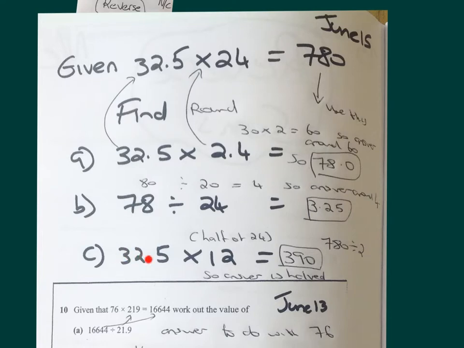This one here, the third one's a wee bit more awkward because that 12, you have to know that 12 is half of 24. So it's half of 24.